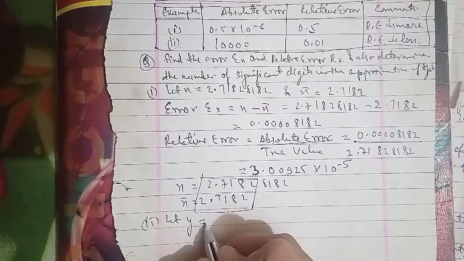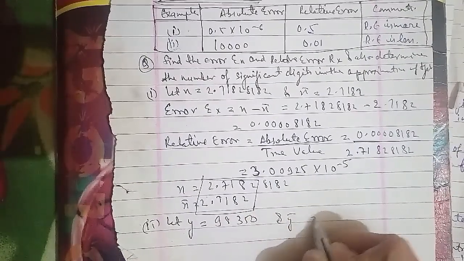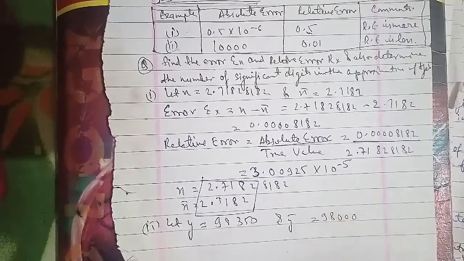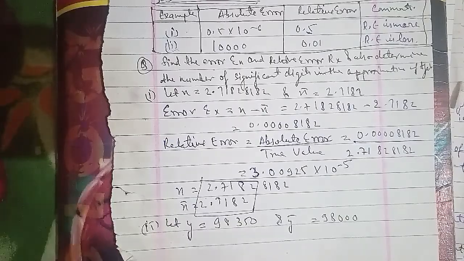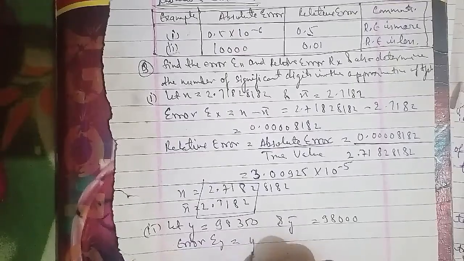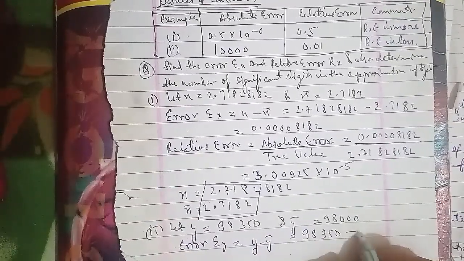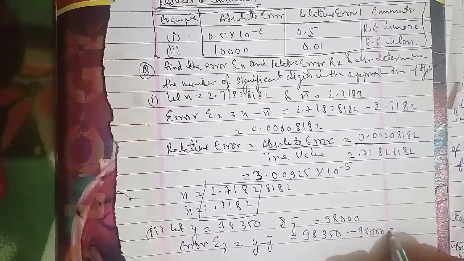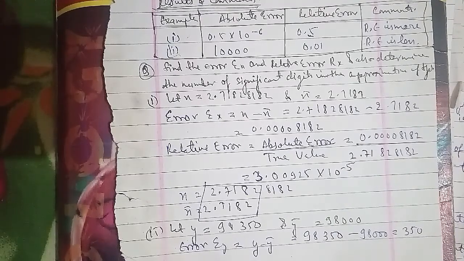In the same way, we go ahead and find the relative error, which is as follows. Relative error equals absolute error upon true value, which equals 350 upon 98350, which will give 0.0035587.